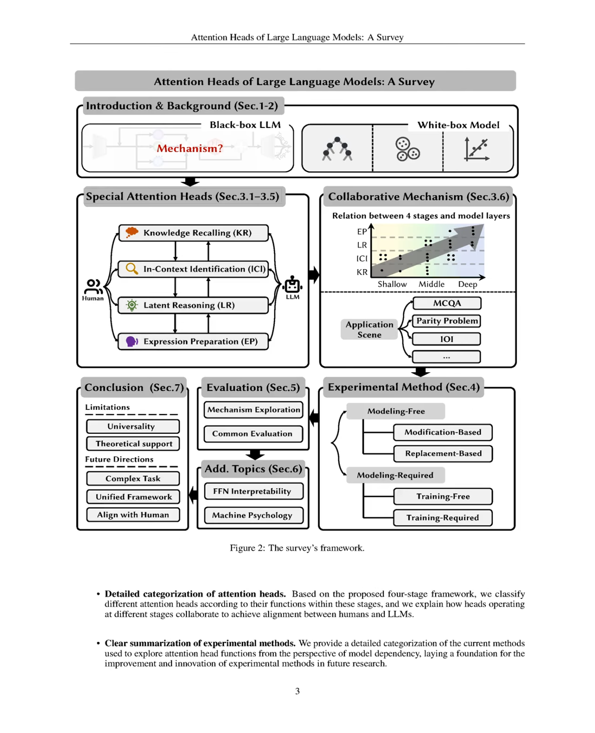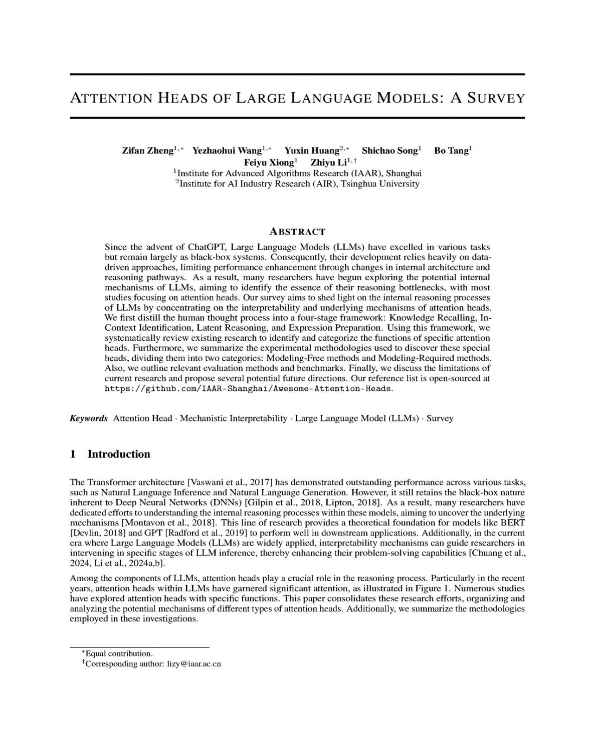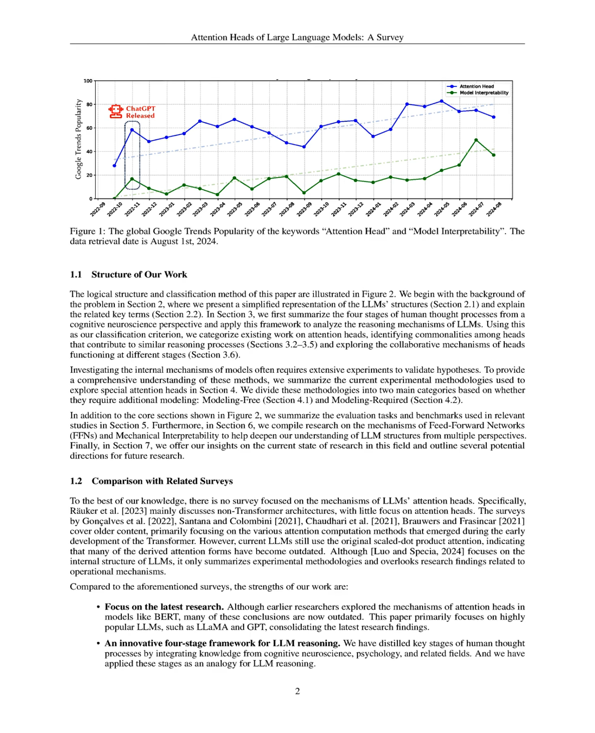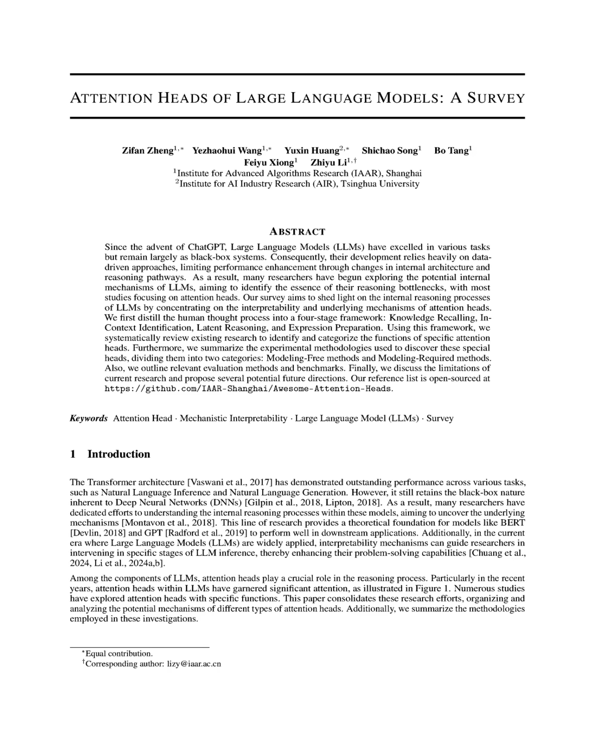Next, we analyze heads functioning in the ICI stage, focusing on how they identify structural, syntactic, and semantic information within the context, exemplified by heads like the previous head and syntactic head. The LR stage is where heads synthesize the gathered information for logical reasoning, with heads like the induction head playing a crucial role in this process. Finally, we categorize heads involved in the EP stage, which align reasoning results with verbal expression, such as amplification heads that enhance the signal of correct answers. This systematic categorization allows us to understand how different attention heads collaborate across these stages to facilitate reasoning in LLMs.